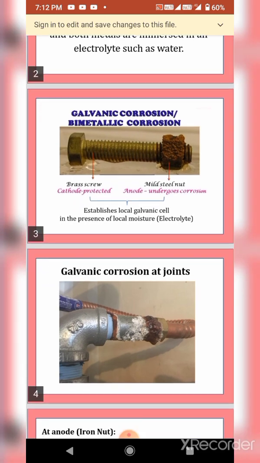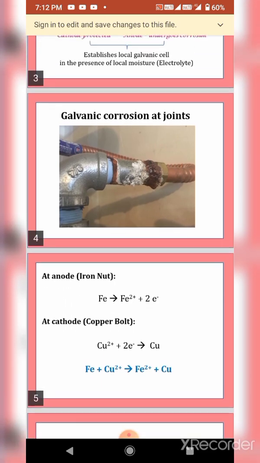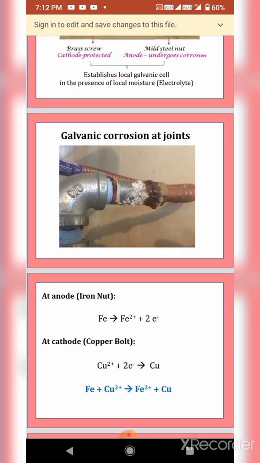They both establish a galvanic cell in the presence of local moisture. So the reactions that are taking place: at the anode, it means at the iron nut, Fe goes to Fe2+ plus 2 electrons. It means it is undergoing corrosion. Whereas at the cathode, it means at the copper bolt, Cu2+ plus 2 electrons goes to Cu. It means it is protected. So the net reaction will become Fe plus Cu2+ goes to Fe2+ plus Cu.